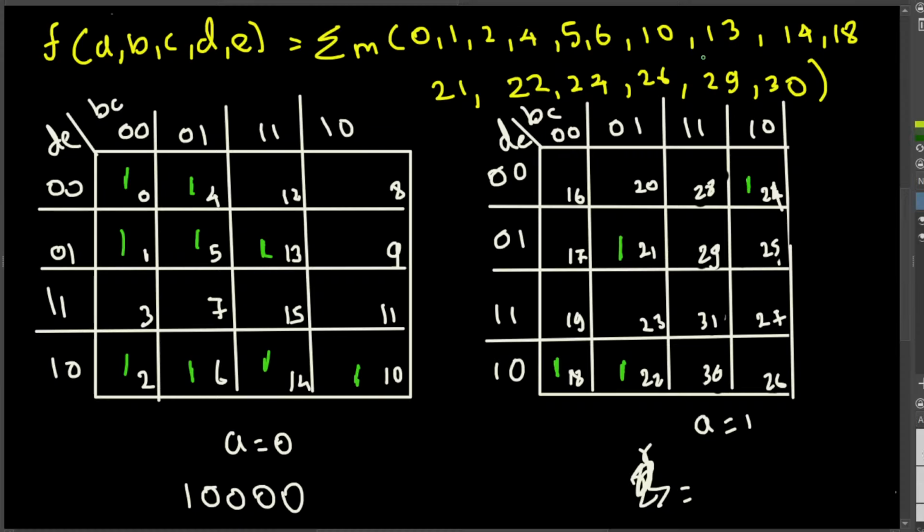Right, at 24 we have 1. At 26 we have 1. At 29 we have 1. At 30 we have 1. Okay, that's it. And others are going to be 0. So let's not worry about zeros, because we are interested in writing the sum of product expressions. For that one, we only need the ones.